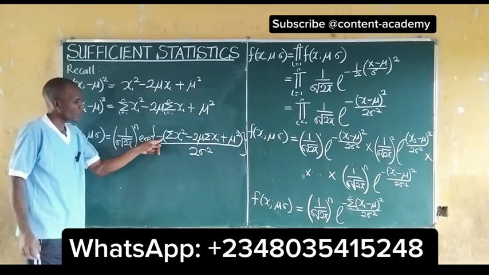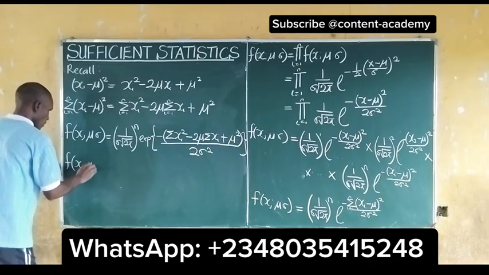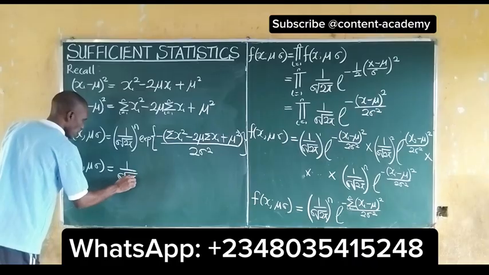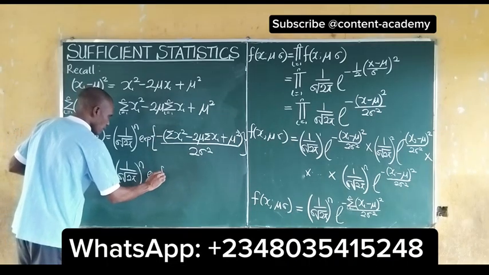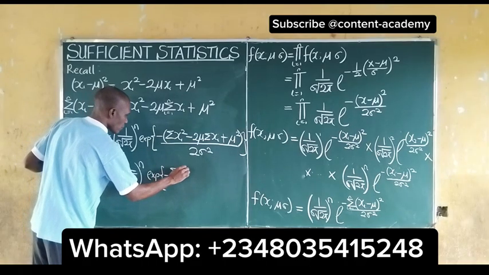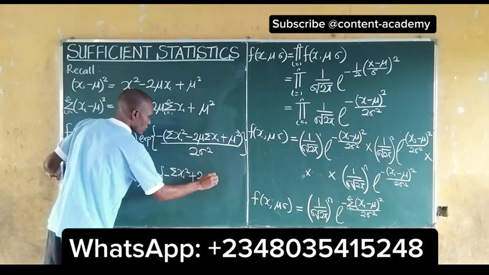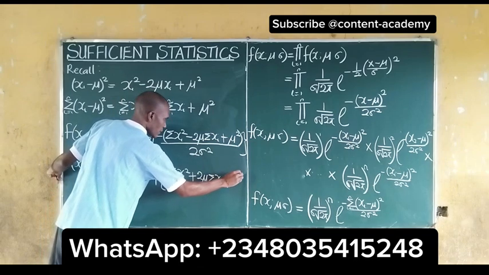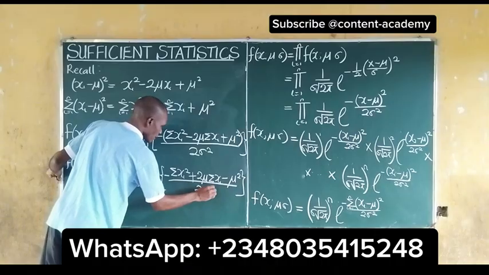Now because of this sign, we have to open this bracket to write it out properly. So we have f equal to 1 all over sigma square root of 2 pi raised to the power of n, exponential, negative summation of xi squared plus 2 mu summation of xi minus mu squared, all over 2 sigma squared.